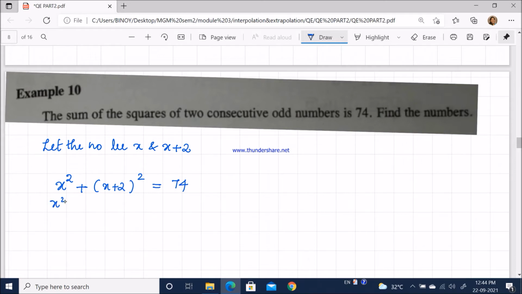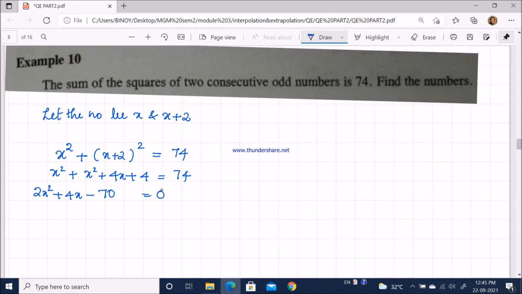So x square plus x square plus 4x plus 4 equals 74. So 2x square plus 4x minus 70 equals 0. You can divide the whole equation by 2, and we get x square plus 2x minus 35 equals 0.